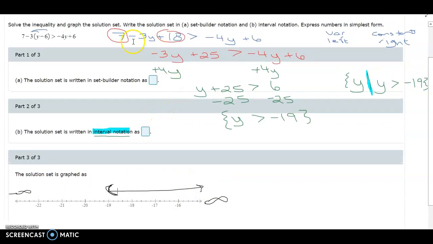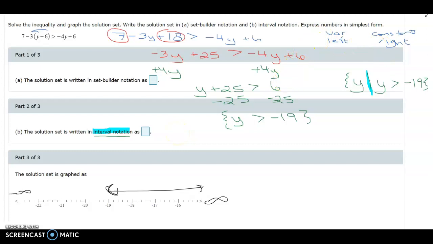So going back over that, we distributed, we combined like terms, we moved our variables to the left, we moved our constants to the right, we got our answer. Our inequality symbol did not change, so we have set builder notation with the curly bracket, the y, the vertical line, then the inequality statement with a curly bracket. Then you have interval notation. Oh, that's the part I knew I missed something.